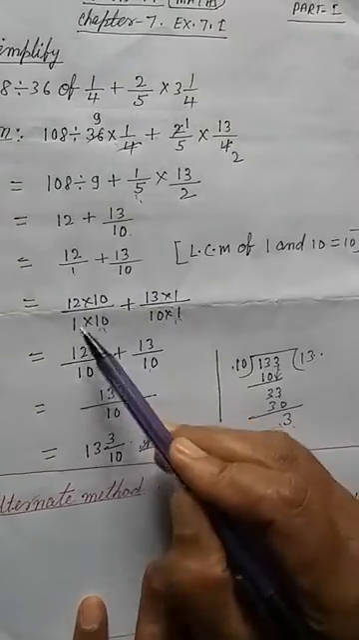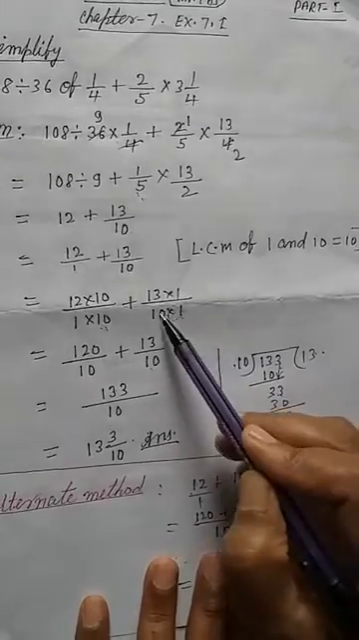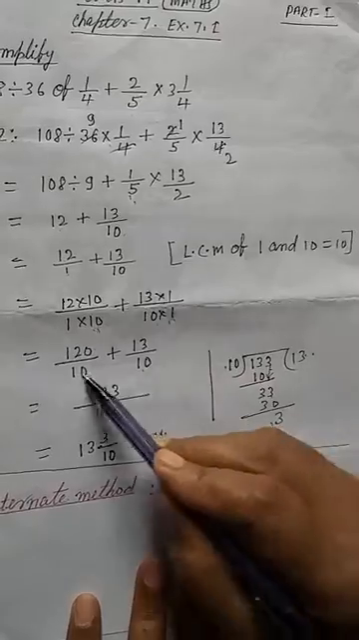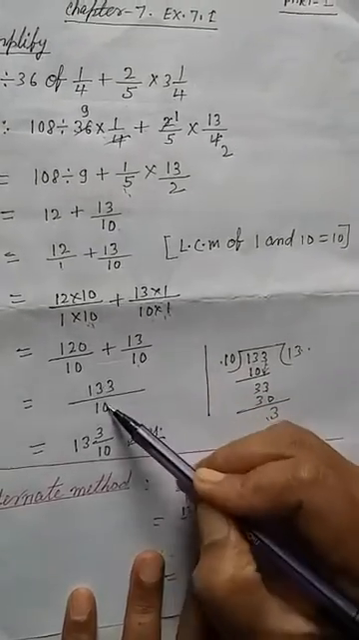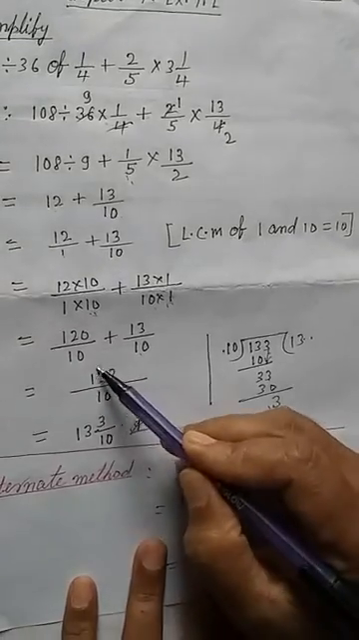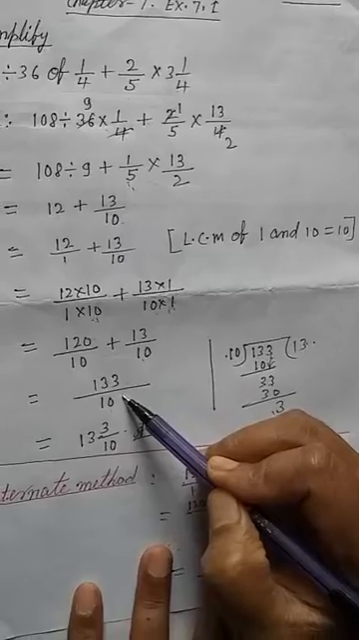120, and here 10. Here 13 ones are 13, so 13 right, and 10 ones are 10, so we have to write 10 here. Now 10 and 10 become the same, means like fractions, so you write 120 here and add this and this, so 133. 133 upon 10, this is an improper fraction.